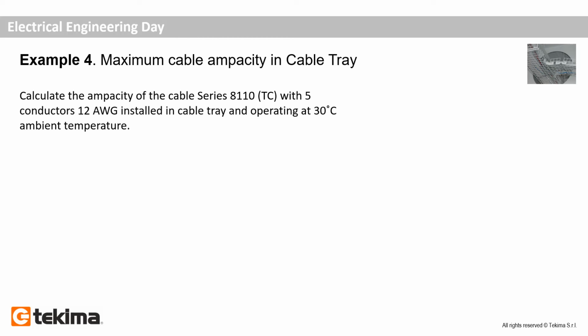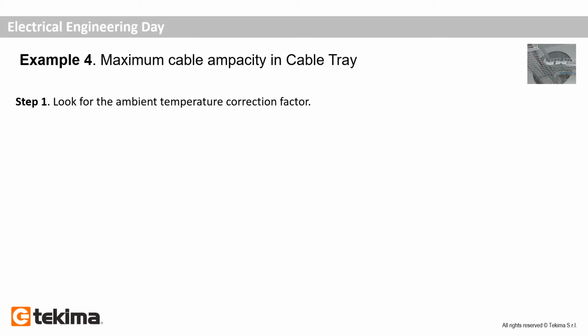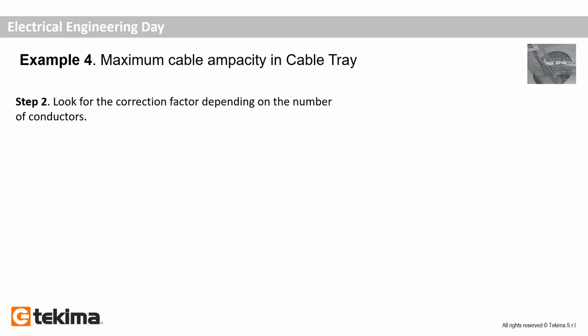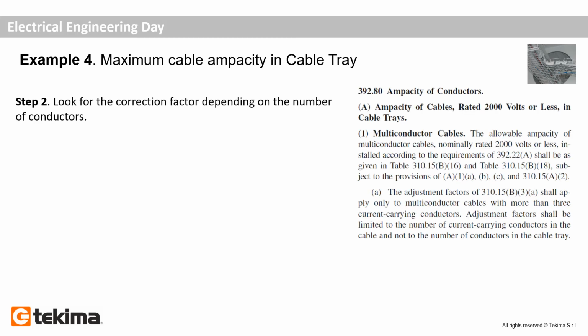The rules to follow in this case are defined in the NFPA 70 National Electrical Code. As before, we have to find out the ambient temperature correction factor. That will be 1 because the ambient temperature will be the same. Step 2. Look for the correction factor depending on the number of conductors in the cable tray.